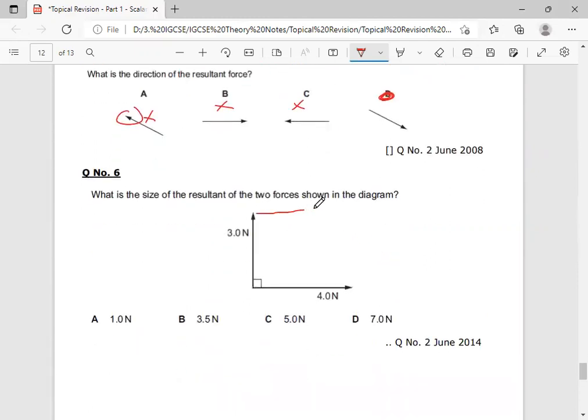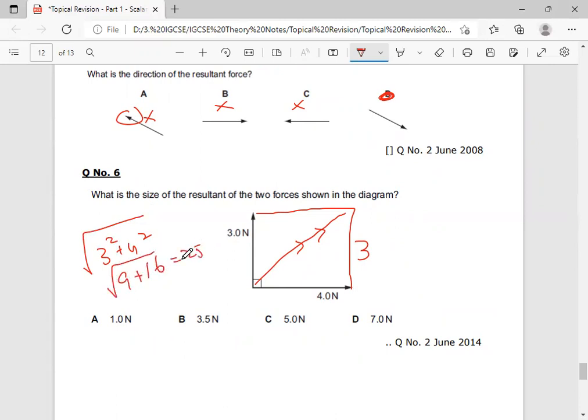Okay. What we will do? We will complete this. Right angle triangle is there. So Pythagoras theorem, 3 square plus 4 square, square root of 9 plus 16 is equal to 25, and the root is 5. So option C is the correct answer.